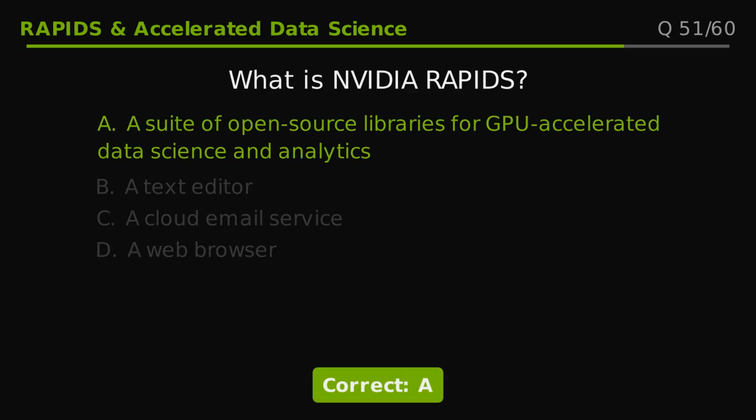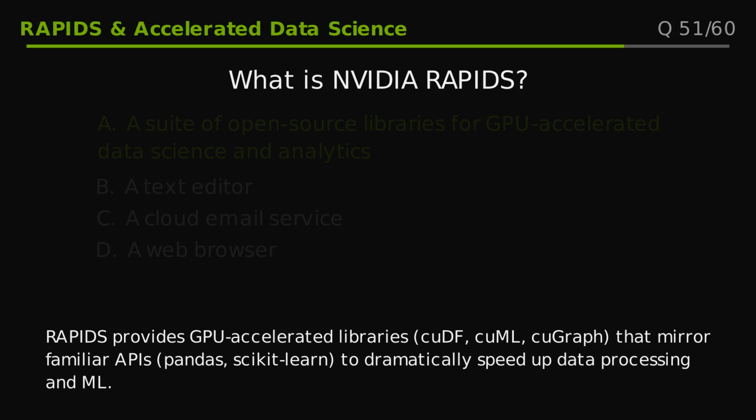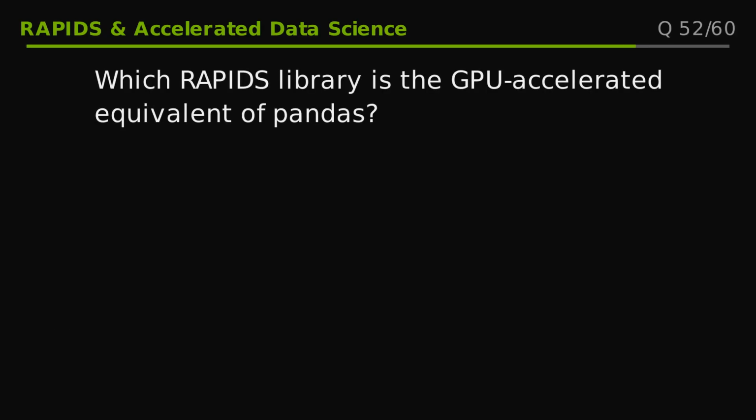The correct answer is A. RAPIDS provides open GPU accelerated libraries that mirror familiar Python pandas and scikit-learn APIs to dramatically speed up data processing. Question 52. Which RAPIDS library is the GPU accelerated equivalent of pandas? Option A. cuDF. Option B. cuML. Option C. NumPy. Option D. Matplotlib.